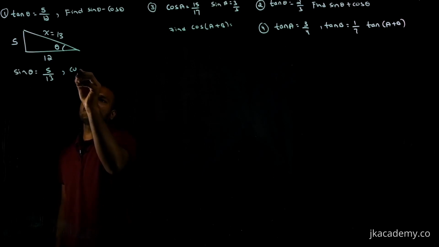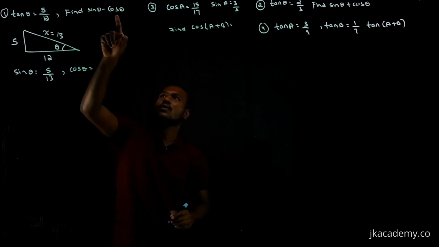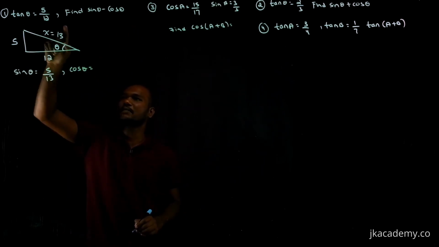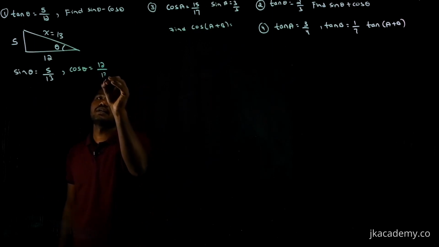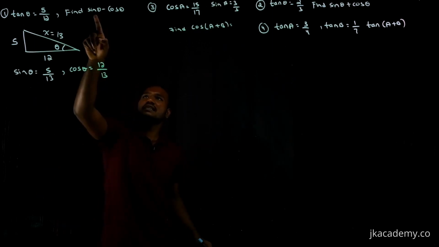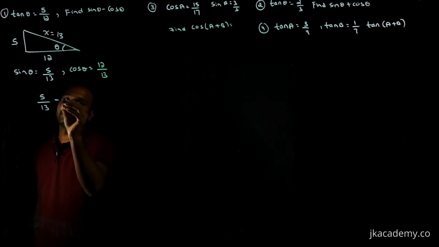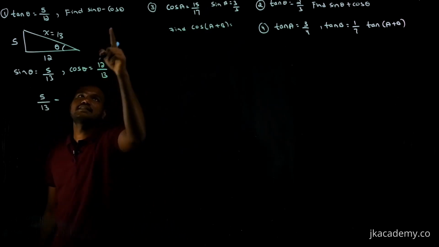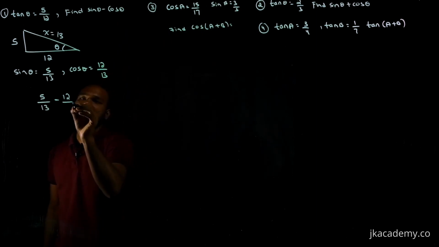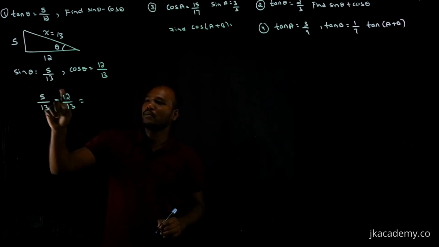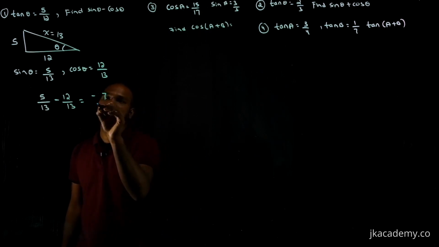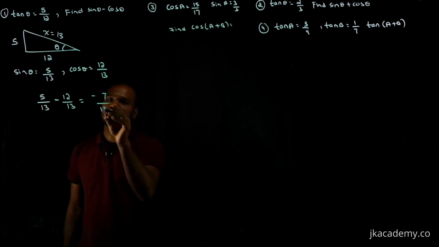So next we have to find cos theta. What is cos theta? Cos theta is adjacent by hypotenuse. That is 12 over 13. What do they ask you to find? Sin theta minus cos theta. Sin theta is 5 by 13 minus cos theta, which is 12 upon 13. So 5 minus 12 is how much? Minus 7 upon 13.